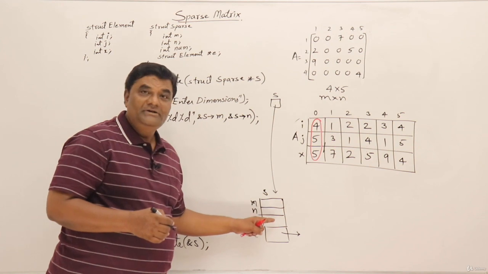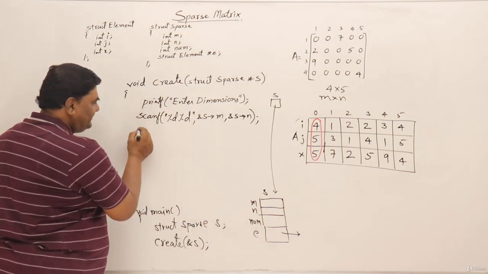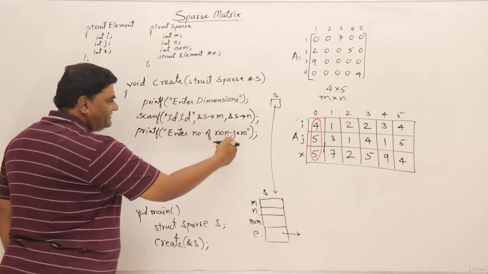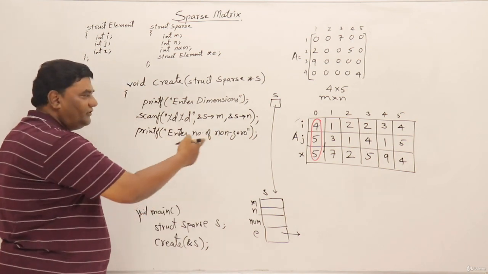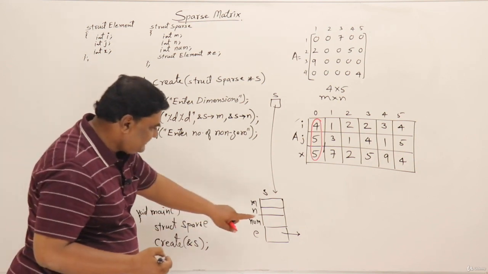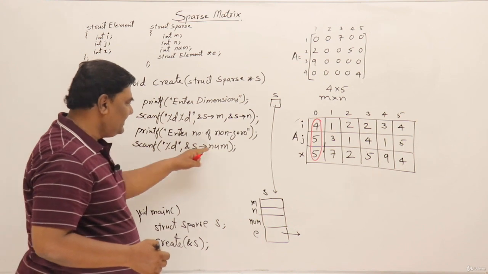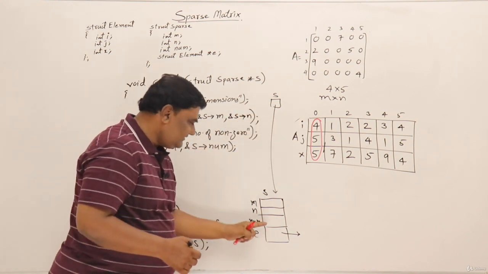Now I need to know how many non-zero elements there are. So printf "enter number of non-zero elements". I have just written non-zero, so we want non-zero elements. Now scanf: read the number of non-zero elements and store it in this one. So scanf ampersand S arrow num.